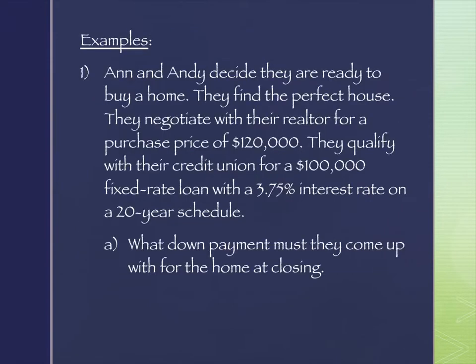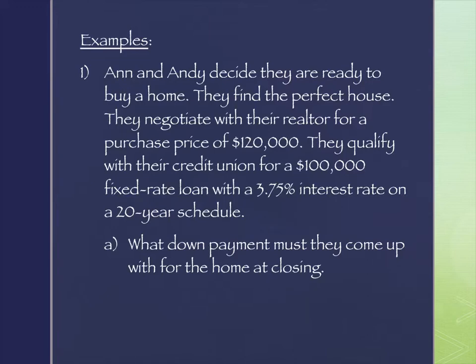All right, back to Ann and Andy. Ann and Andy decide they're ready to buy a home, and they find the perfect house. They negotiate with the realtor a purchase price of $120,000. They qualify with their credit union. Credit union is like a bank for a $100,000 fixed rate loan with 3.75% interest on a 20-year schedule. That'd be fabulous right now, by the way. A few years ago, that wouldn't have been great, actually. That would be really good right now.